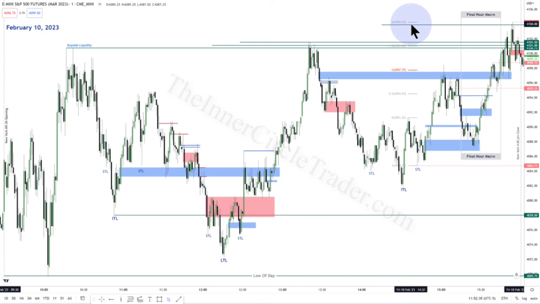So 4104.25. What was the high of the day on Friday? Look right here. High of the day, 4104.00. No, it's not. I'm sorry. The next candle here, 4104.25. Right here on the candle at six minutes to four, so 3:54 New York local time. The high comes in at 4104.25 to the tick.